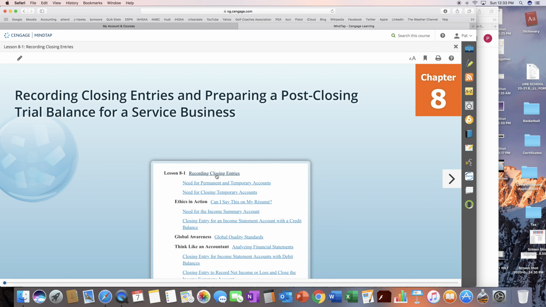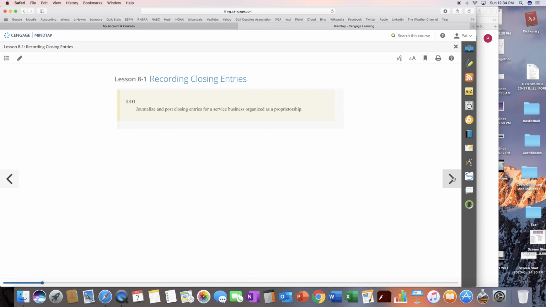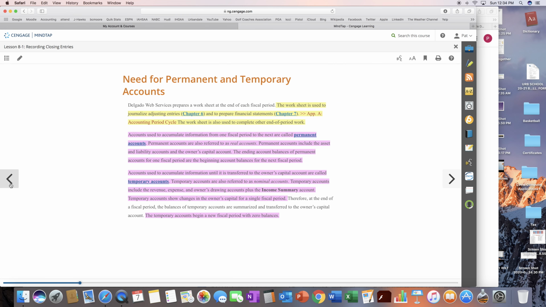And how we do this is we need to get our account balances to where we want them to be. And so we're going to have these things called closing entries, and we are going to close temporary accounts. We've got to know what are permanent, what are temporary, and why we need to close them, and then how to do this. So it's a kind of involved chapter. I would strongly encourage you to read it. There's a ton of information in here. And so we'll start first with the need for temporary or permanent accounts.